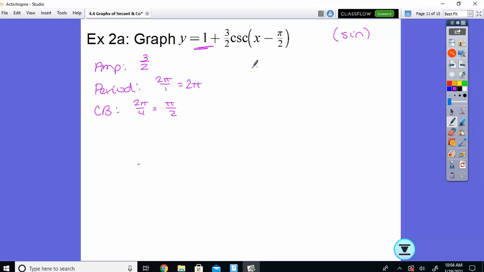What does this 1 do? Right, what's this doing? 0 and 2. So everything except tangent and cotangent you just do between 0 and 2 pi.